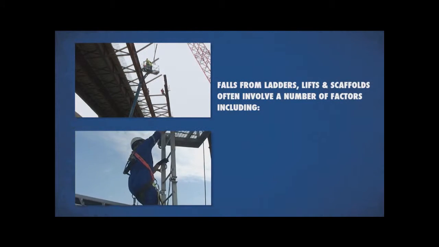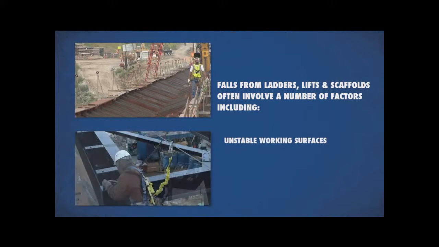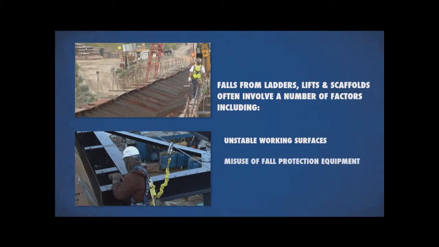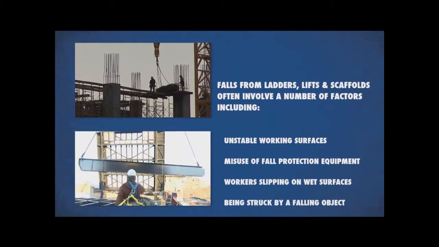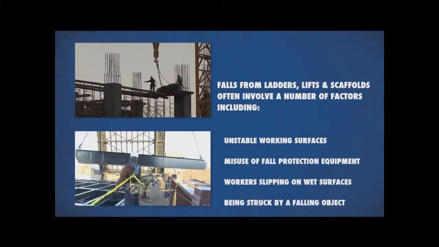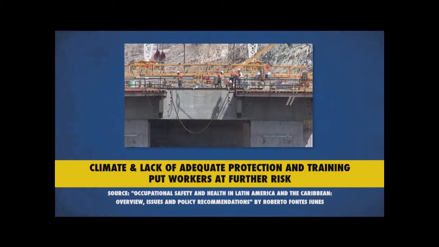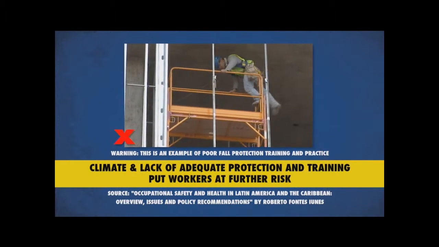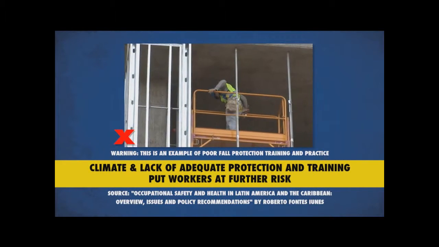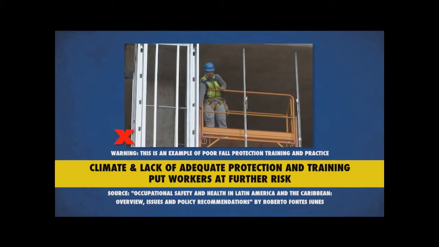Falls from ladders, lifts, and scaffold often involve a number of factors, including unstable working surfaces, the misuse of fall protection equipment, workers slipping, or being struck by a falling object. While these risks are common to construction in all countries, they are exacerbated by the region's climate, such as heat and humidity, and particularly by the lack of adequate protection and training. This is why it's important to always think about fall protection when you're working at height.